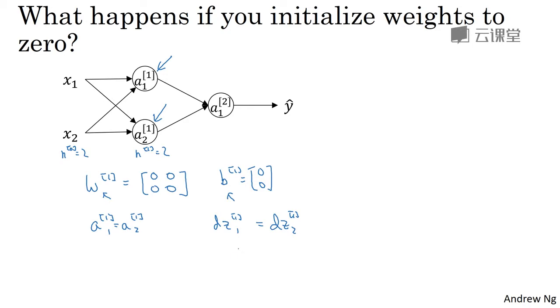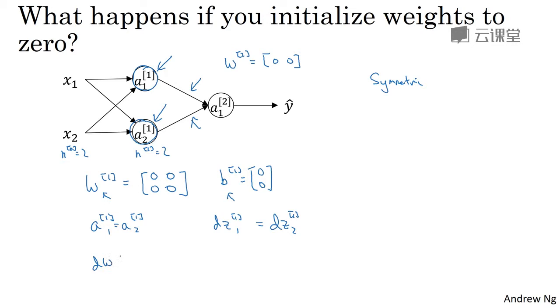Technically, for what I'm saying, I'm assuming that the outgoing weights are also identical, so that W2 is equal to 0, 0. But if you initialize the neural network this way, then this hidden unit and this hidden unit are completely identical. Sometimes you say they're completely symmetric, which just means that they're computing exactly the same function. And by kind of a proof by induction, it turns out that after every single iteration of training, your two hidden units are still computing exactly the same function.